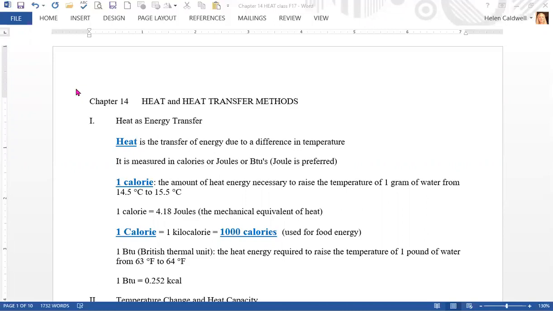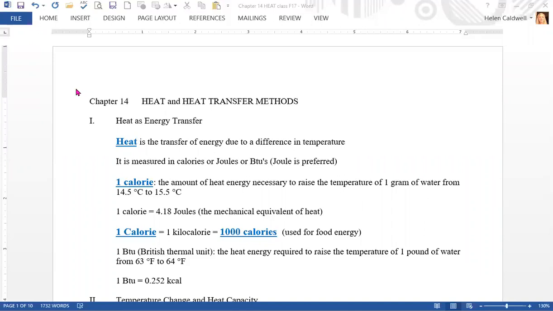So 1 calorie, written with a small c, is the amount of heat energy necessary to raise the temperature of 1 gram of water from 14.5 to 15.5 degrees Celsius. You can convert that into joules and end up with 4.18 joules. That's sometimes called the mechanical equivalent of heat.